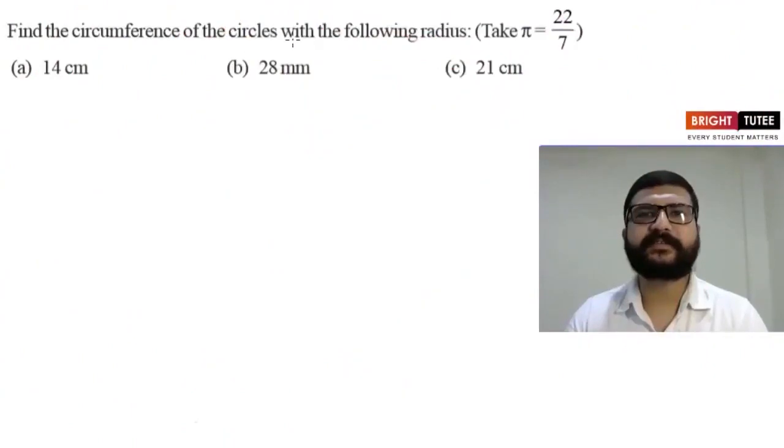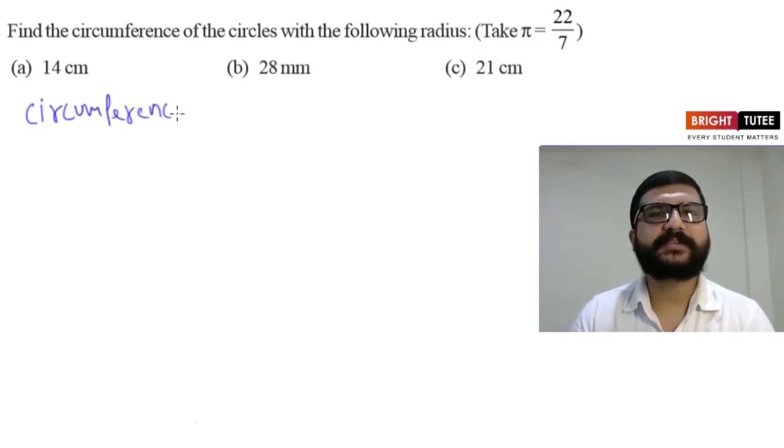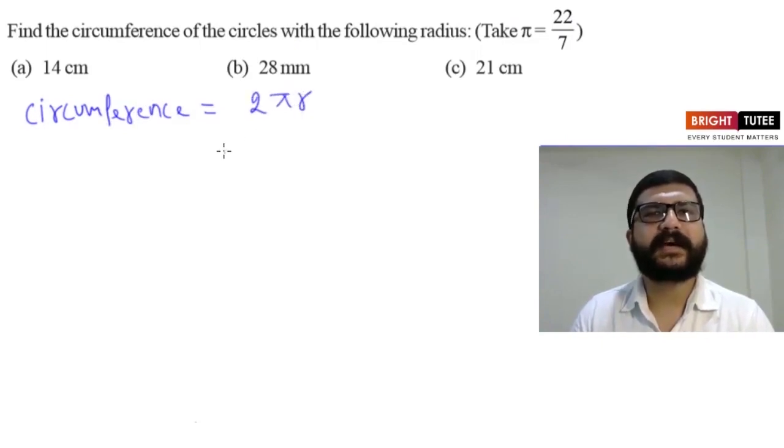Find the circumference of the circles with the following radius, and we have to take pi as 22 upon 7. So let's see it for the first one. As we know, circumference is equal to 2 pi r. So we will be using that formula here. Circumference is equal to 2 pi r, where r is the radius and pi is 22 upon 7, as it is given in the question.